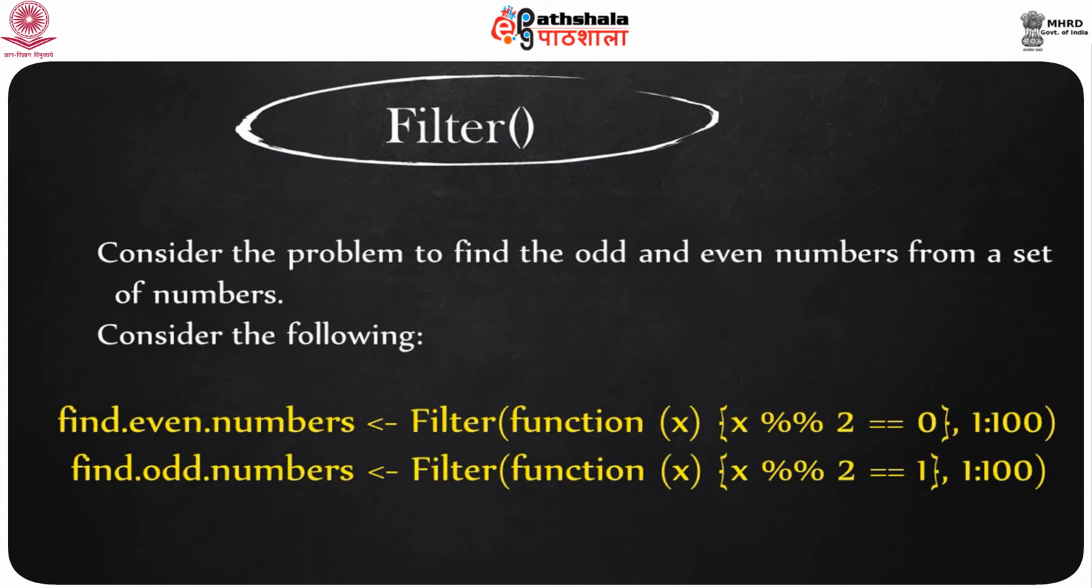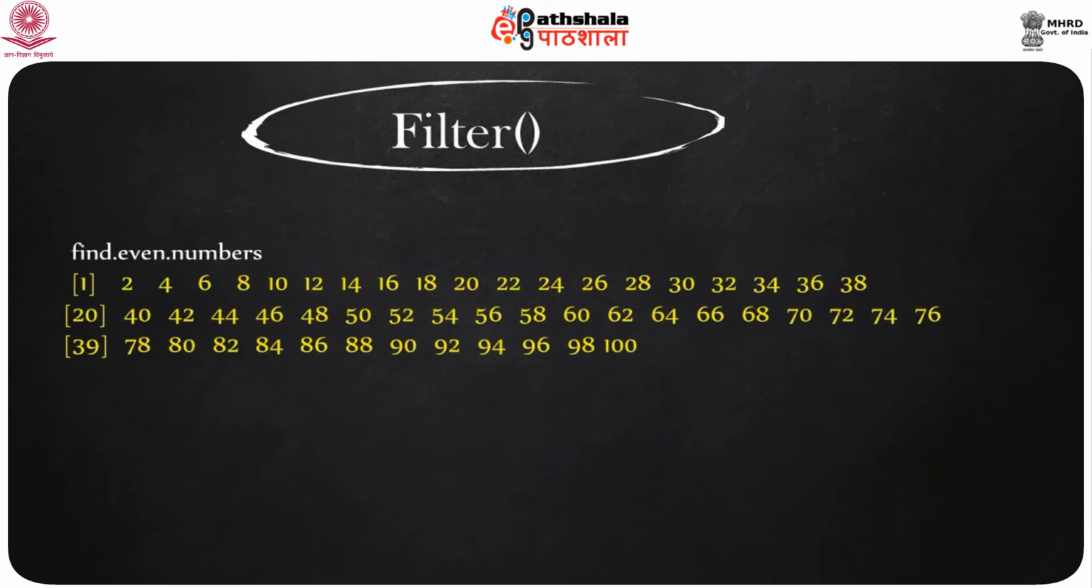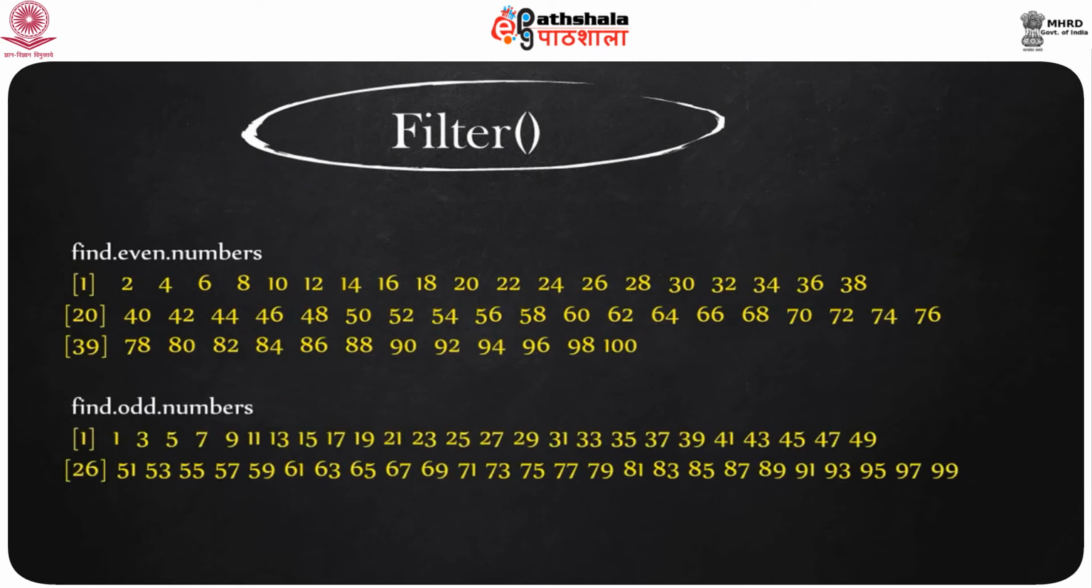Similarly, the find.odd.numbers considers the function of x for which the remainder will be 1 when x is divided by 2, and again we are having the numbers 1 to 100 to look at. So here is the output corresponding to the function.